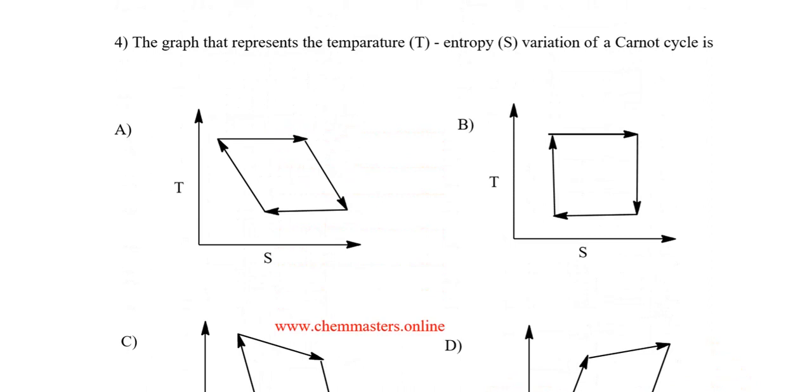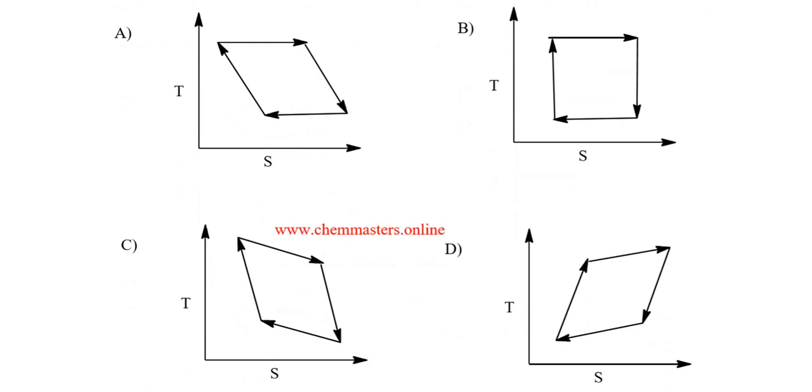Here, just look at the graph that represents the temperature entropy variation of Carnot cycle, right? And here the TS diagram, that is the temperature entropy diagram, is used to visualize changes in temperature and specific entropy during a particular thermodynamic process. That is, the TS diagram is used to visualize heat transfer during a thermodynamic process.